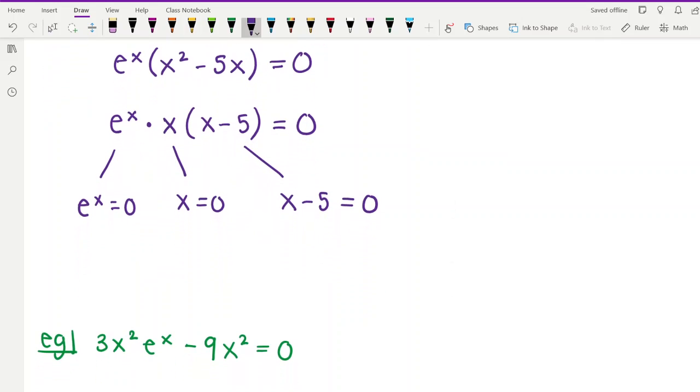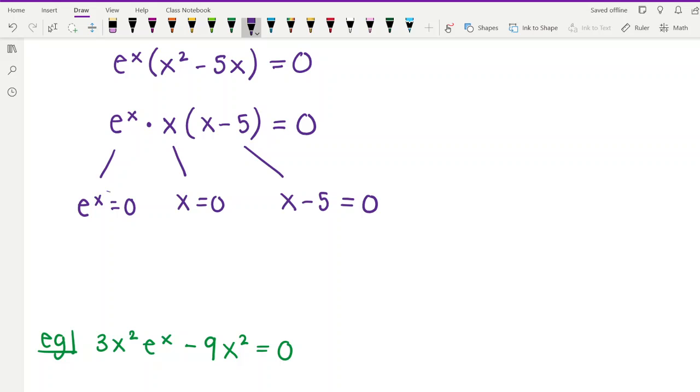So e to the x is equal to 0. Let's pause and think about that for a second. Can you think of any value of x that would work to be a solution to that part? No, right? There's no value of x that makes this true.